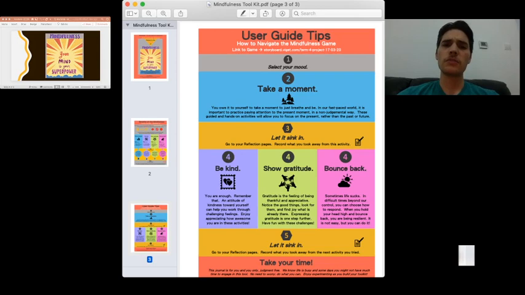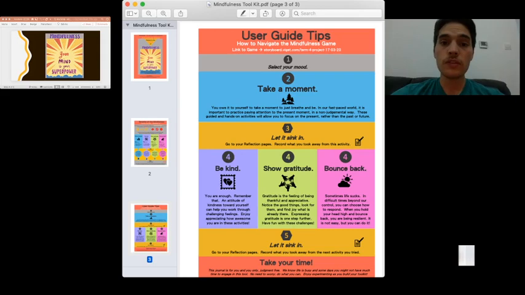After that, there's going to be two options. There's going to be a hands-on activity or a guided take a moment. All right. So what you're going to do is you're going to click on one of those things. You owe it to yourself to take a moment to just breathe and be. In our fast-paced world, it is important to practice paying attention to the present moment in a non-judgmental way. These guided and hands-on activities will allow you to focus on the present rather than the past or the future.